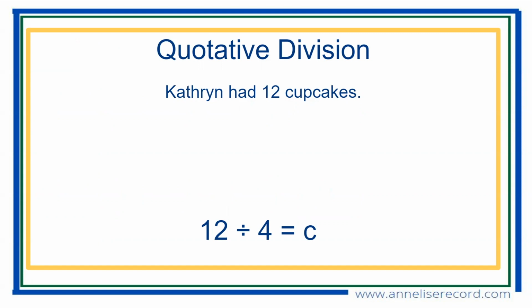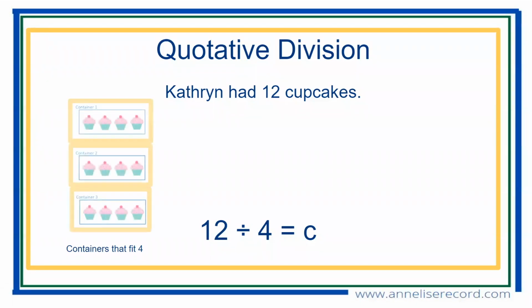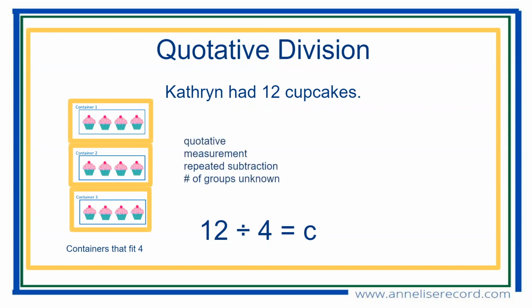So if Catherine had 12 cupcakes, it might sound like this. She has containers that fit 4. How many containers would she need to put all her cupcakes in a container? Well, I know I can have each container having 4. I might count out by 4. I might skip count by 4s, but I'm figuring out how many groups of 4 are in 12. This is called quotative. It's like measurement division.